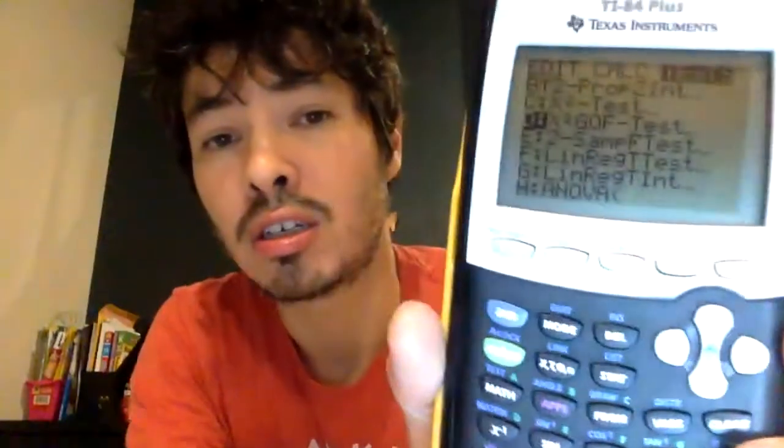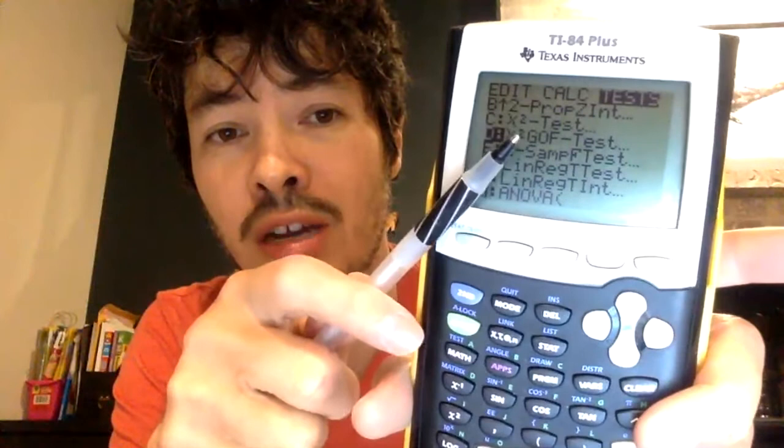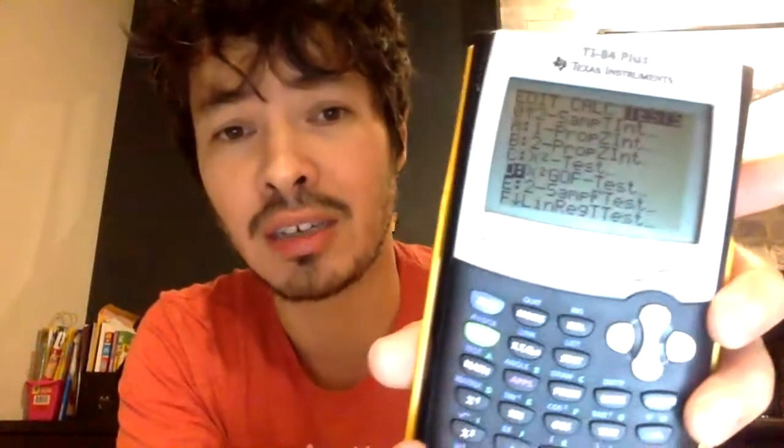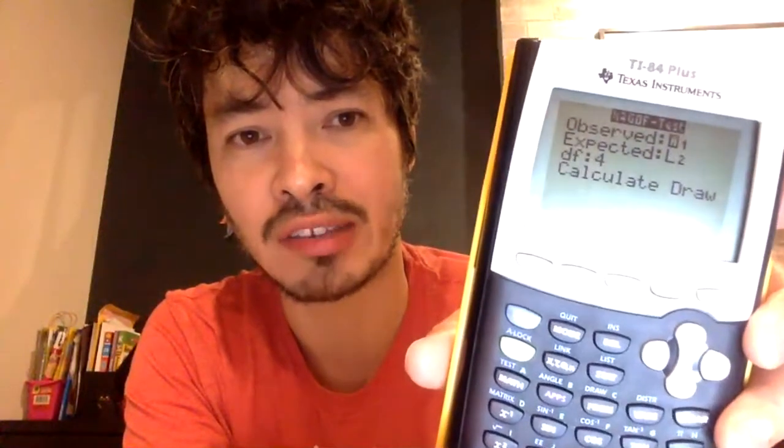Go to stat, over to test, go all the way to the bottom. So again, you go to the stat button, go over to test where you got all of our tests and intervals. You go all the way to the bottom, and we want the chi-square GOF test. Stat, test is all our 1 proportion z test, our 2 sample t interval, all the way to the bottom. Letter D, the chi-square GOF test. Let's do that. Enter.